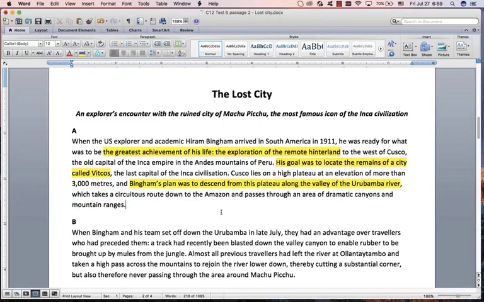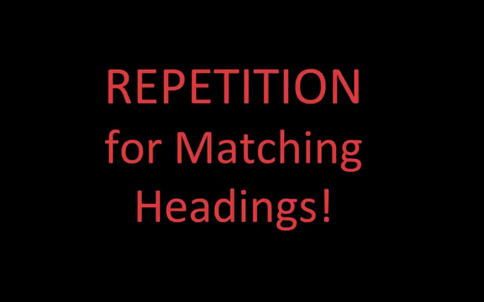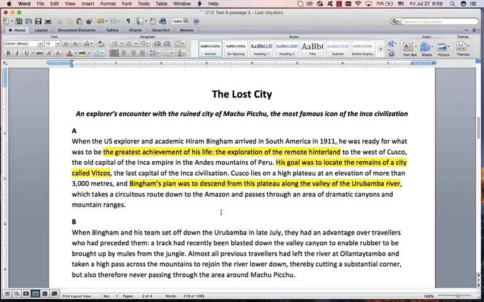Now with matching headings, one thing that you want to look out for is repetition. If the writer repeats an idea or some words or uses synonyms for the same thing, it's very good chance that that is the topic of the sentence. What can you see is repeated here? That's probably the topic of the sentence. His goal and his plan. The writer said it twice. That must mean that it's important.